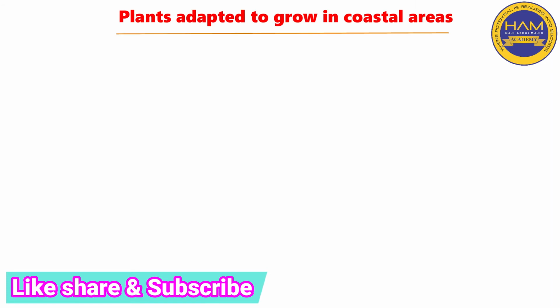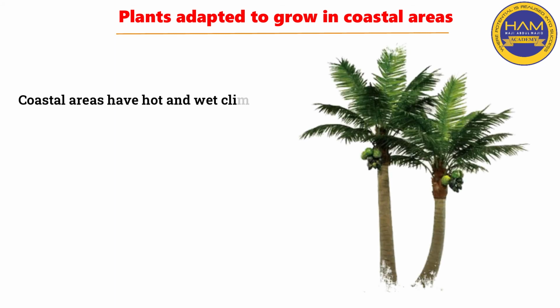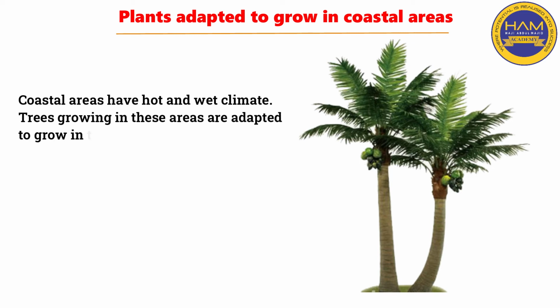Fifth, plants adapted to grow in coastal areas. Coastal areas have hot and wet climate. Trees growing in these areas are adapted to grow in the presence of salty water. Plants like coconut, teak, and rubber grow well here. So, we have come to know about terrestrial plants.